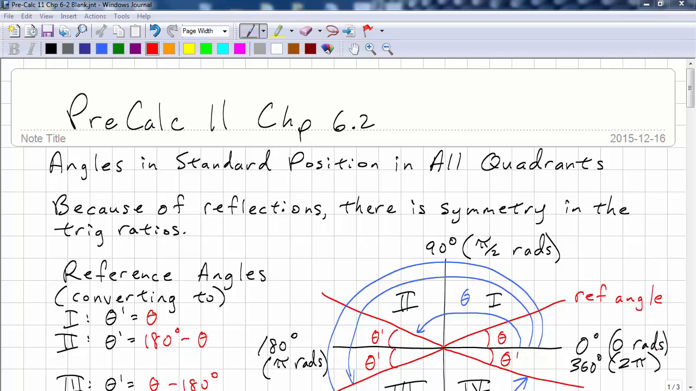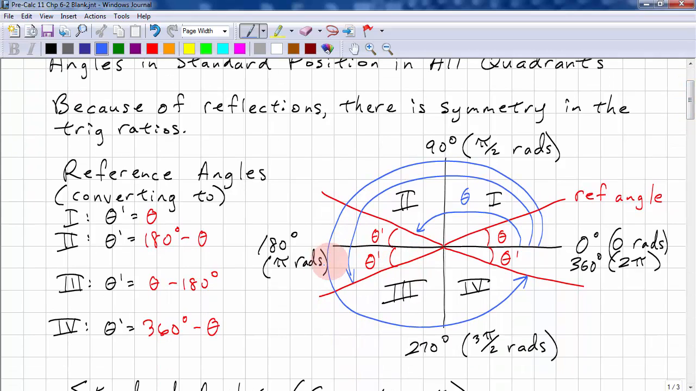This is PreCalc 11, Chapter 6.2. We're going to look at how to do all this in radians. So this is pi radians. This is pi over 2 radians. This is 3 pi over 2 radians. This is 0 radians, and it's also 2 pi radians.